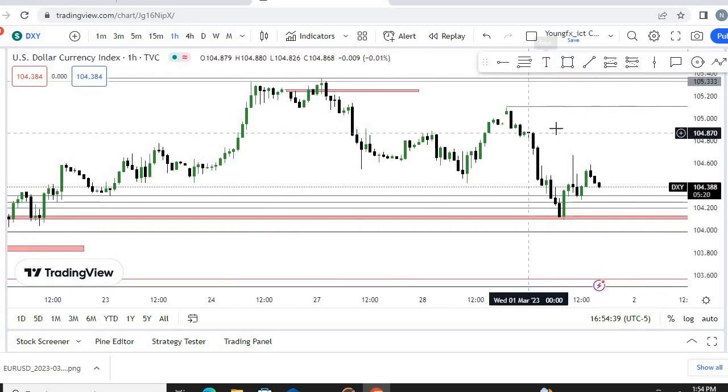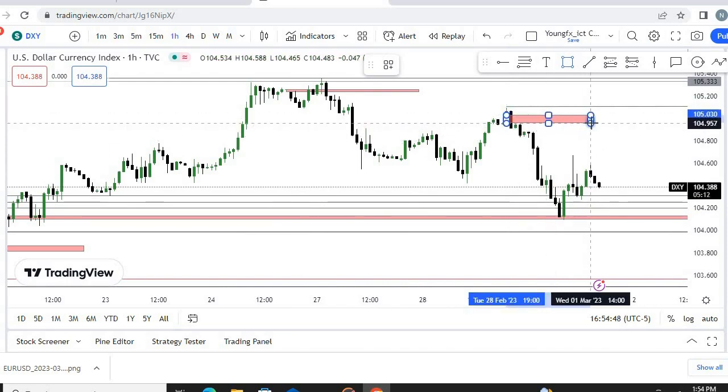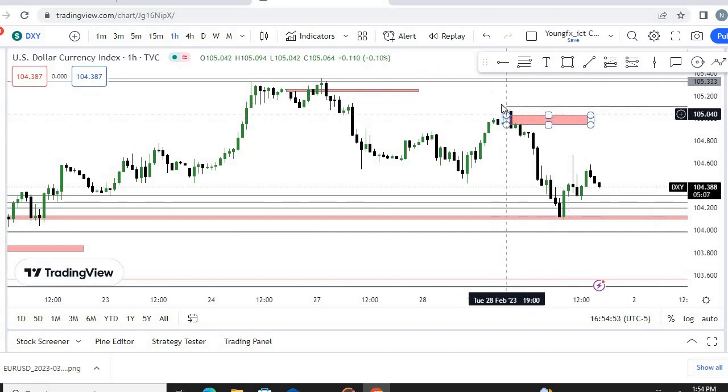If you want, look at this gap here. Let me just show you. Look at this gap. What happened here? There was no price here. There was no market here. There was no market.